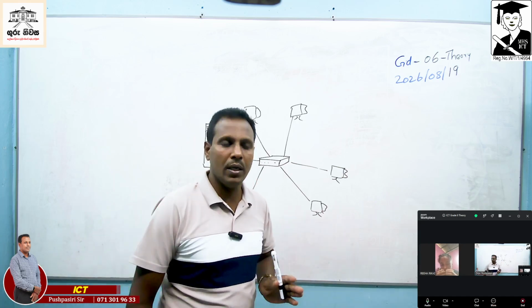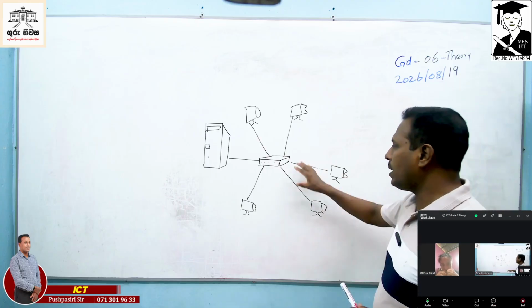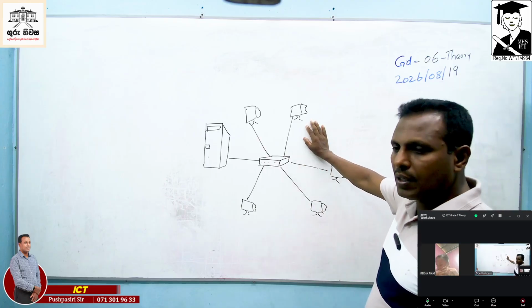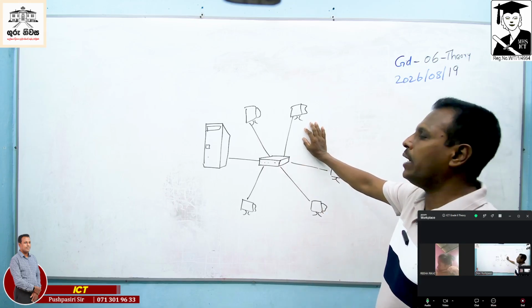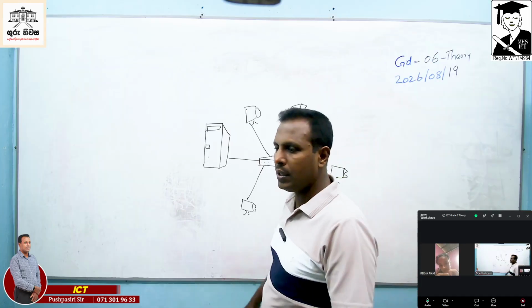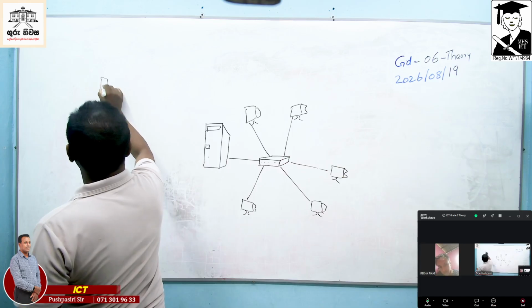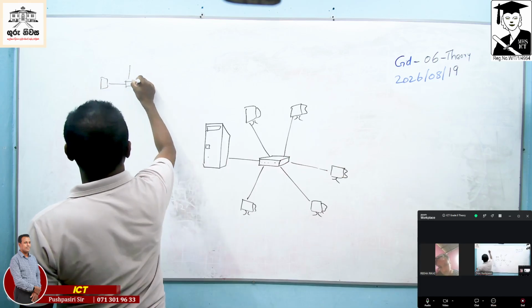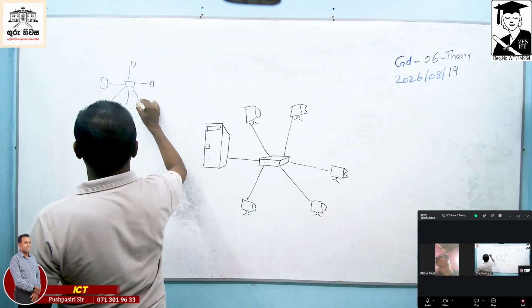Now, for example, this is my network here in the class, and there is another network, Riha's house. Riha's house is somewhere else, and she also has a network.